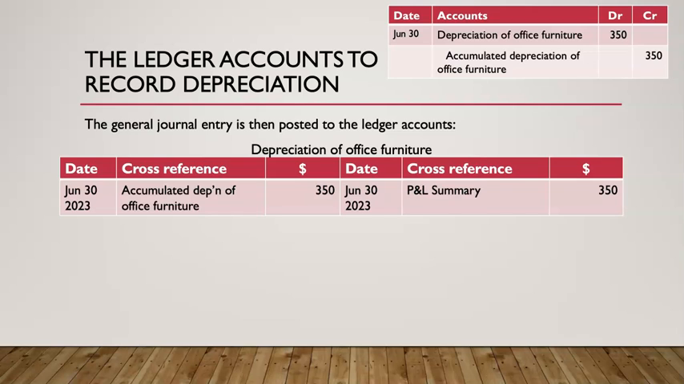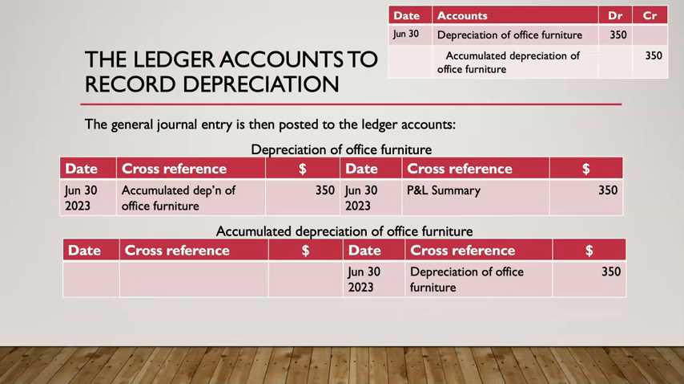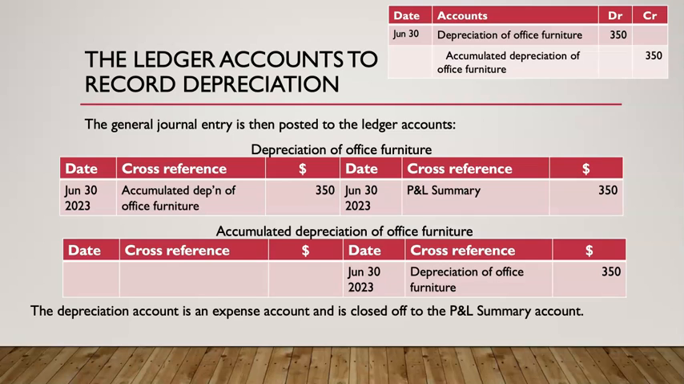We then come to the credit. We are going to find the accumulated depreciation of office furniture, and on our credit side, right hand side, write $350, and our cross-reference is our debit, depreciation of office furniture. So to summarize, the depreciation account, depreciation of office furniture, is an expense account.